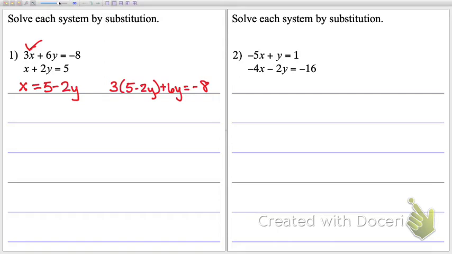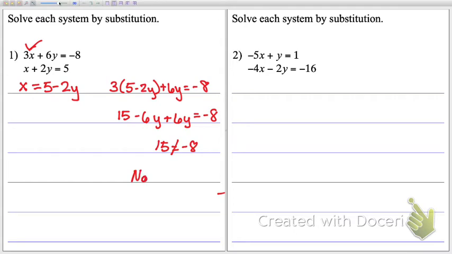So when I distribute, I got 15 minus 6y plus 6y equals negative 8. So 15 equals negative 8. No, it doesn't. So what's my answer? It's false. No solution. So you write out your thing and you write no solution.